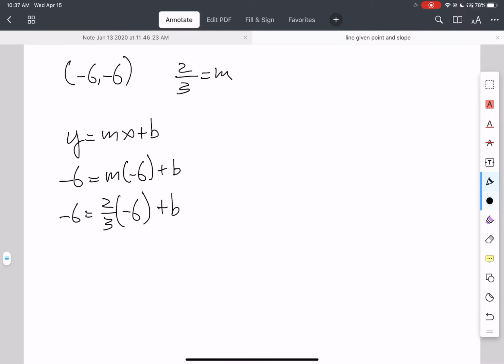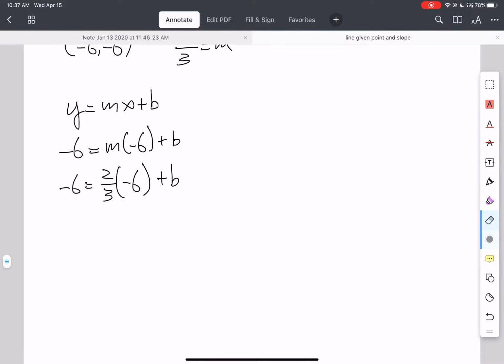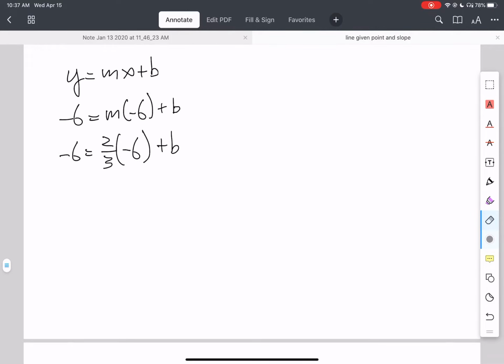This time, I did that substitution step as two steps. I did the x and the y in one step, and then the m as the other. That's not a necessary process, though. I'd be fine if you just skip straight to all three being substituted in. So now we solve. 2/3 times negative 6. So 2 over 3, and that's times negative 6 over 1.